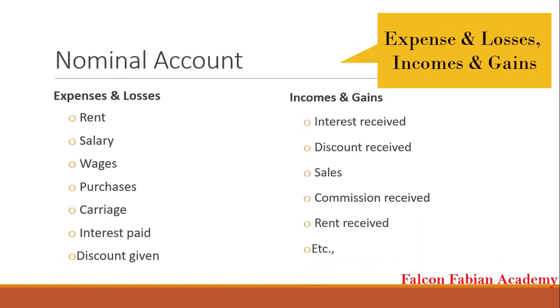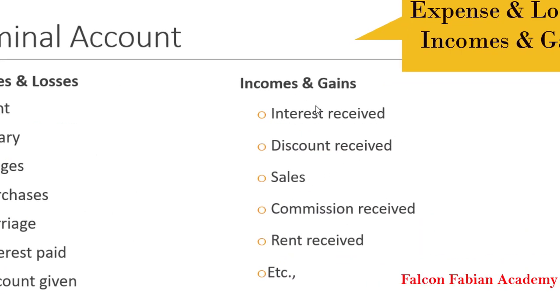Now let's have a look at few incomes and gains, because I said both of these are going to come under the category of nominal account, and the rule for nominal account is going to be applied to it. So what would come over here, or what are the examples? Interest received. Whenever the business receives any interest, then that would come under this, and the rule for nominal account is going to be applied. Then the same thing is going to be done with discount received. When you give discount, it is an expense. When you receive discount, then that's an income for the business.